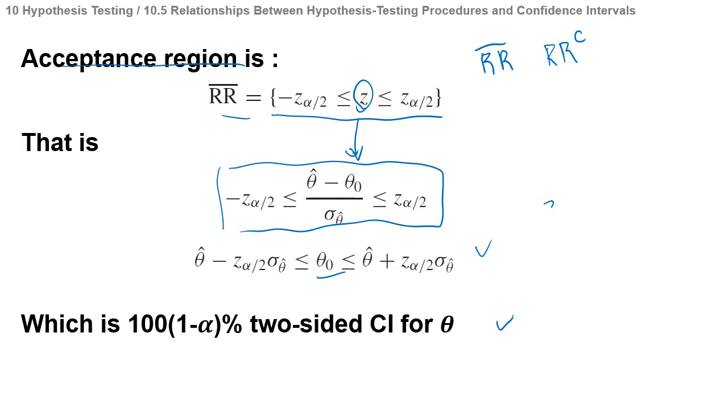So the hypothesis testing procedure and the confidence interval are highly related because they start from the same underlying distribution. So hypothesis testing and confidence intervals are closely related.